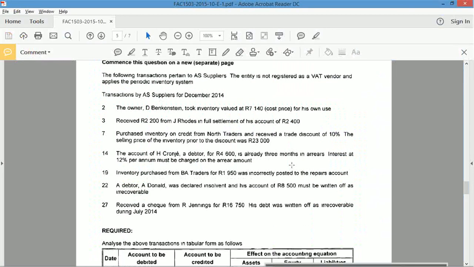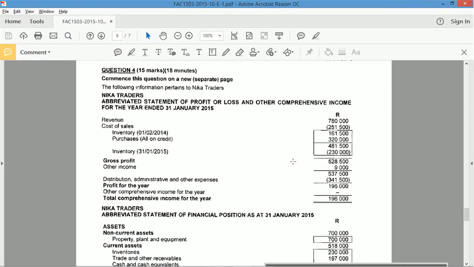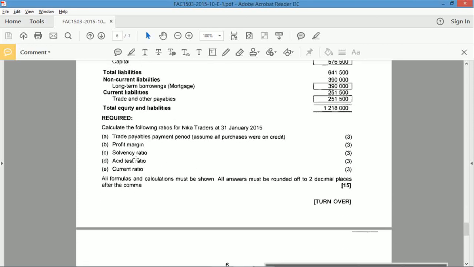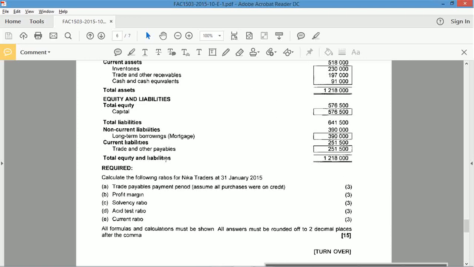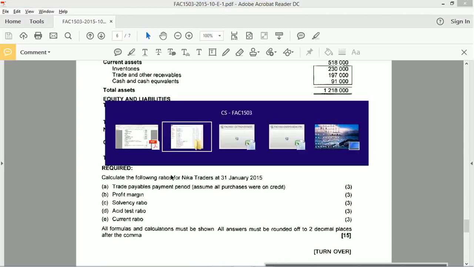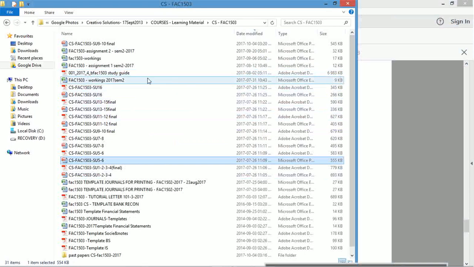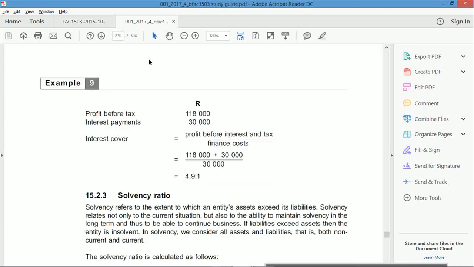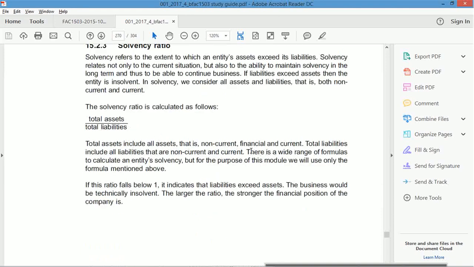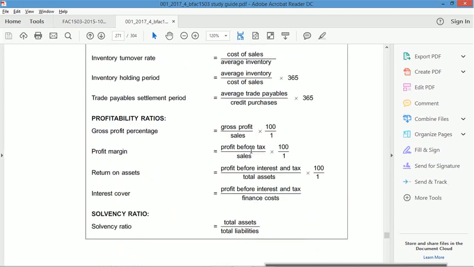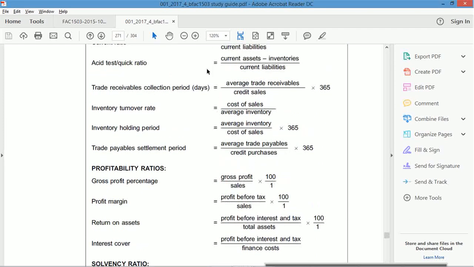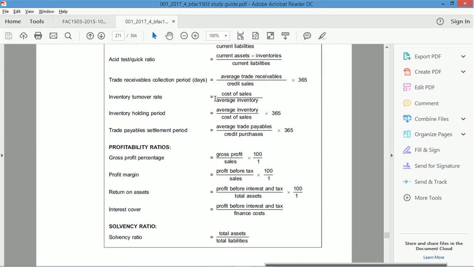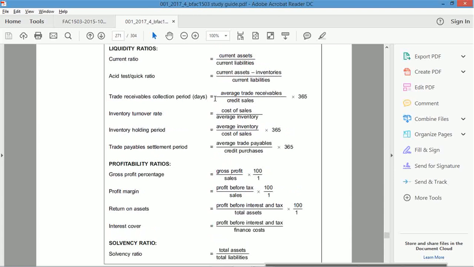Right, let's close that, we don't need it. Let's go back to the past paper. The next question you guys wanted me to do is this one. Question 4, 15 marks, 18 minutes. We were looking at this, ratios. Okay, ratios are easy to do. You just need to study the one page in the study guide. Right, so here's the study guide. It was on page 263, I think, right? 263 is on this page. There it is. Here it is, 263. Right, so everything that's on this page, you need to commit to memory going into the exam.